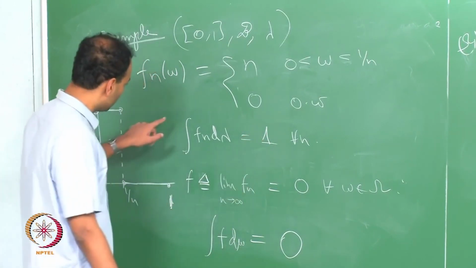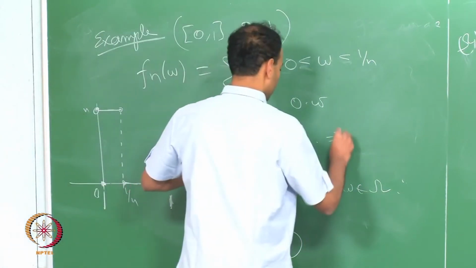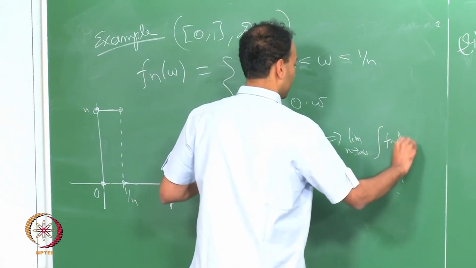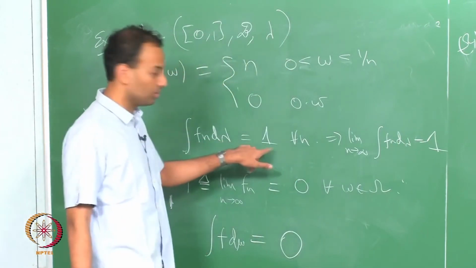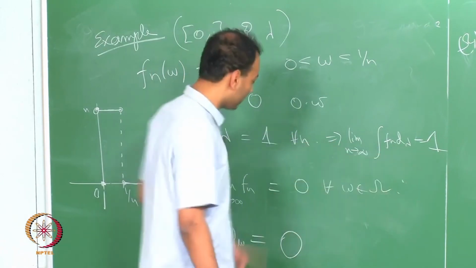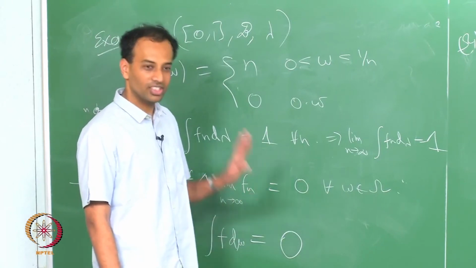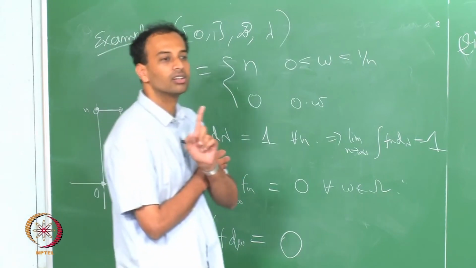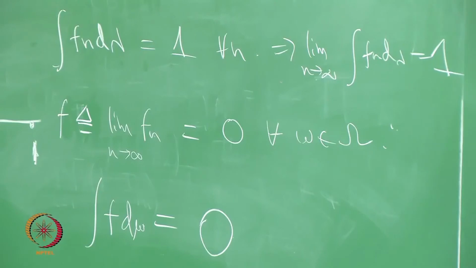So the integral of f_n d lambda is equal to 1. This implies the limit as n tends to infinity of the integral of f_n d lambda is also equal to 1. So this integral is always 1. So the limit of the integral is 1, but the integral of the limit is 0. So it is clearly not the case that you can blindly interchange limit and integration. A very simple example says that you cannot do it.